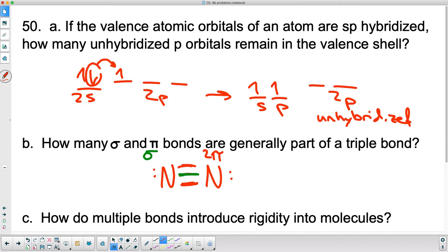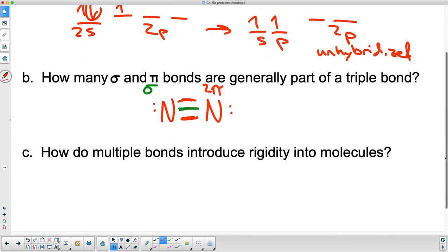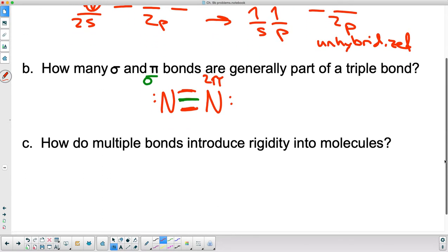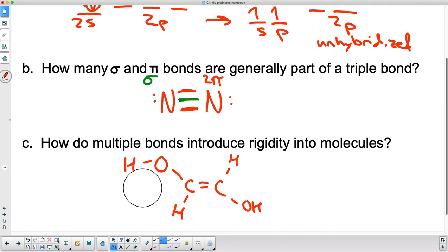It says, how do multiple bonds introduce rigidity into a molecule? So let's take a quick look. Let me go down and just give a quick answer to this. How do multiple bonds introduce rigidity? If I have a carbon bonded to one oxygen that's bonded to a hydrogen, and I have another carbon bonded to a hydrogen like this, with a double bond to the other carbon, and hydrogen and oxygen and hydrogen. I'm just going to put this as what's called a hydroxyl group, the OH, so that we know what we're talking about.